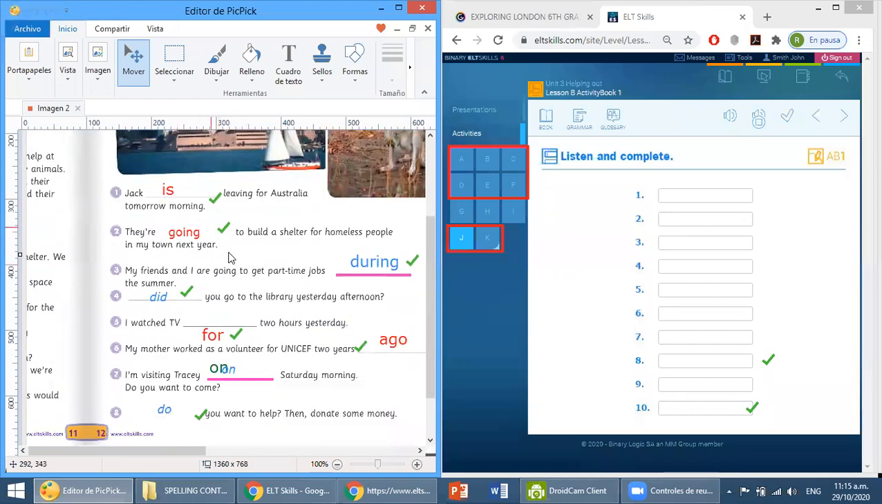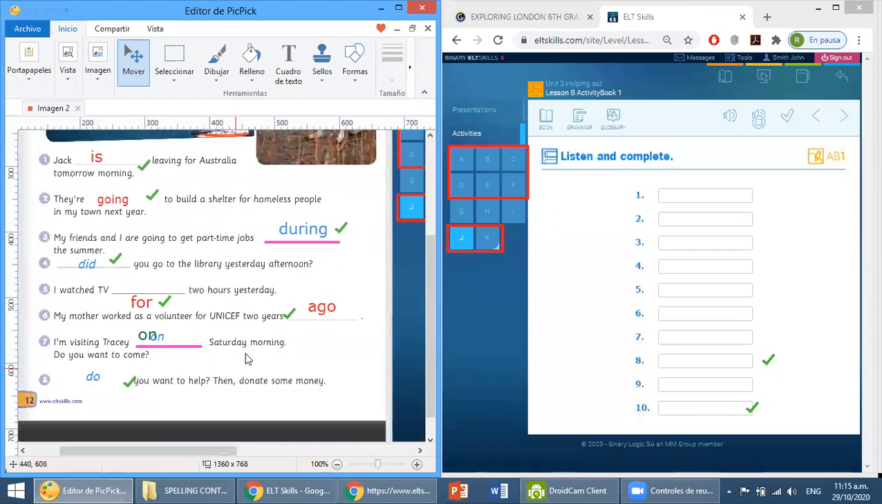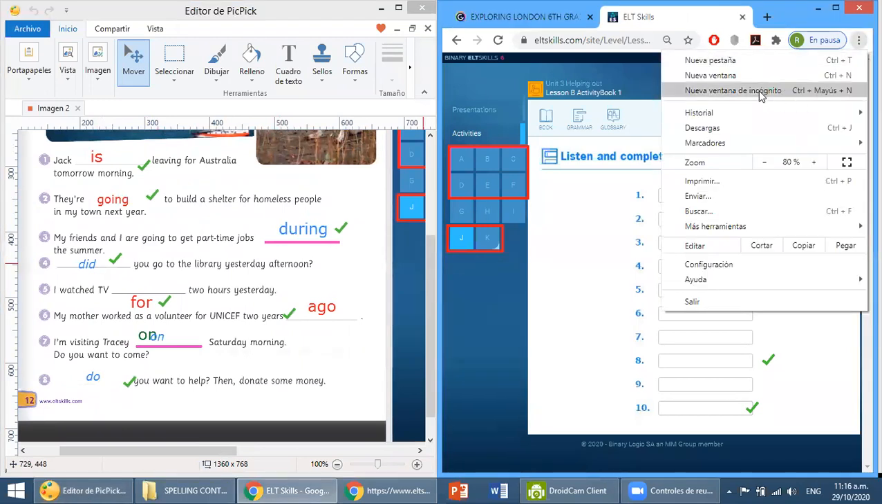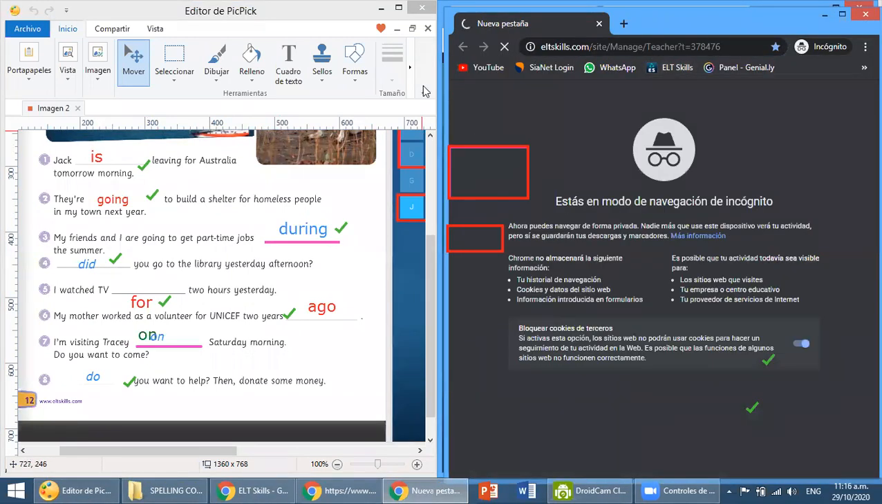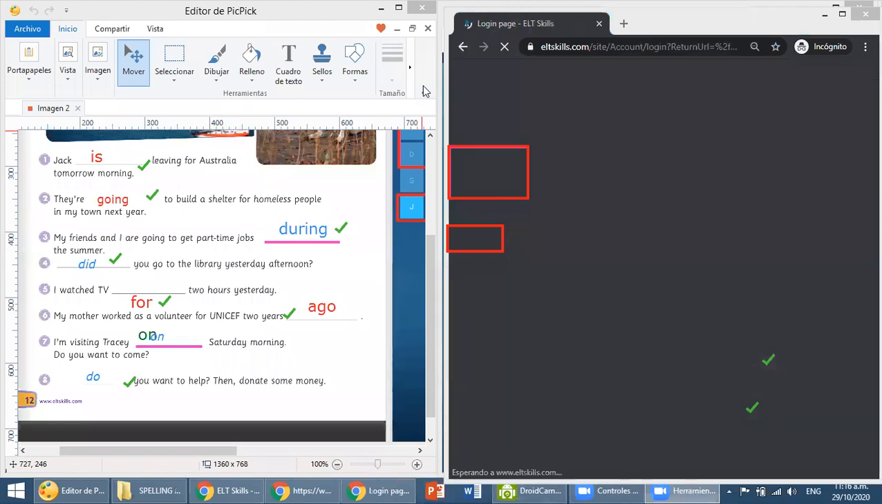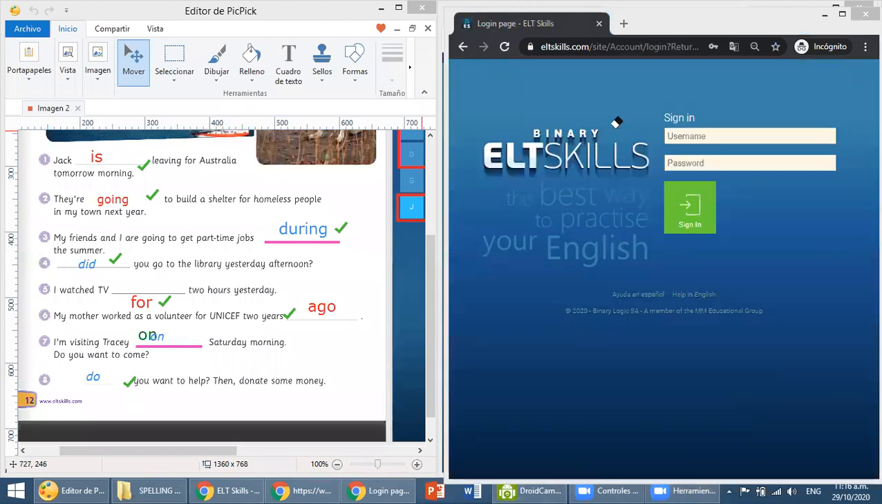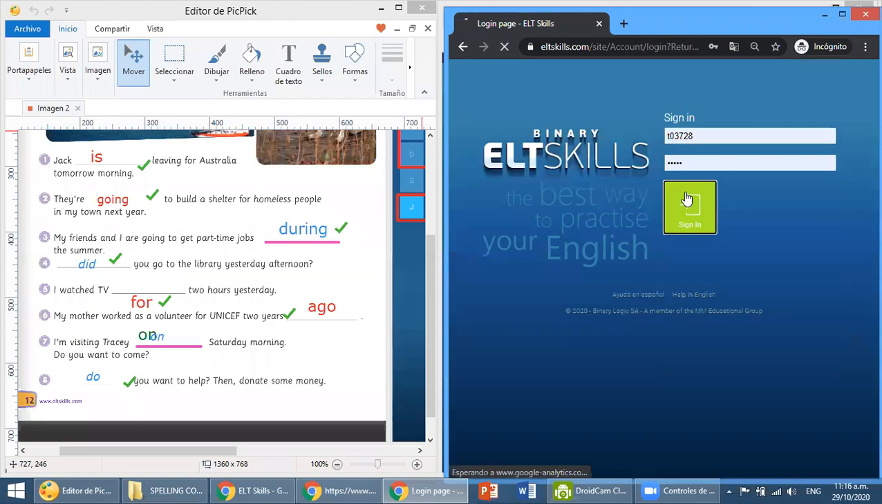This is the activity K. Look, it's in Zoom. I am going to open my platform. Work, please, activity A, B, C, D, E, F.